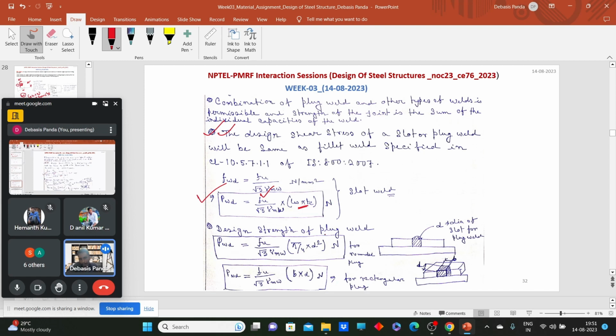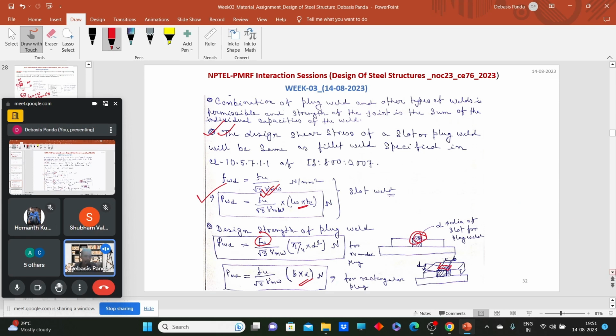And for the plug weld, it's the same Fu. And what is the effective area? If we provide circular slots, then pi by 4 into d square. If we provide rectangular slots, then B into d. So it's nothing but the stress, the ultimate tensile strength, times the effective area. So while designing this kind of slot and plug weld, we need to keep in mind two things. One, it's a kind of fillet weld, and two, its strength is governed by the ultimate tensile strength.